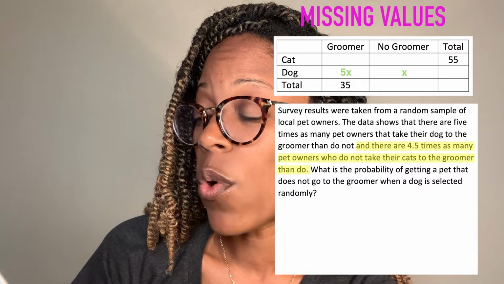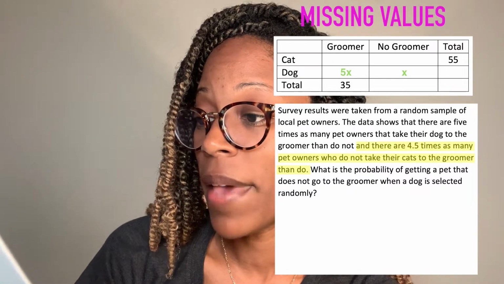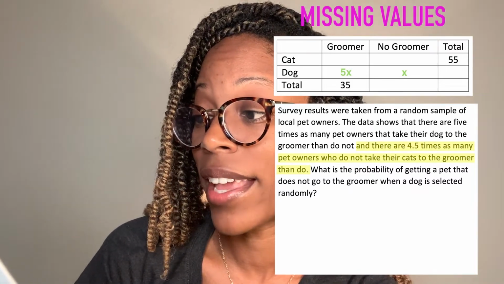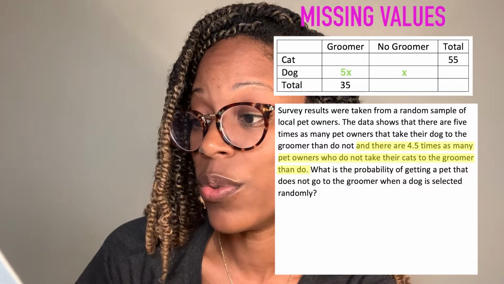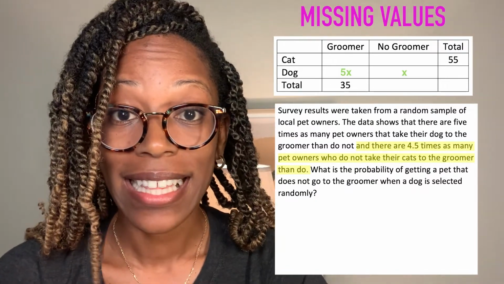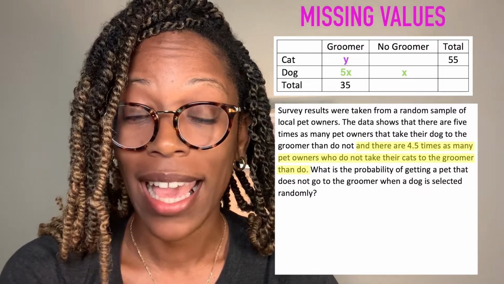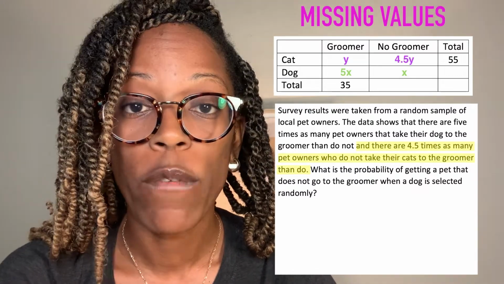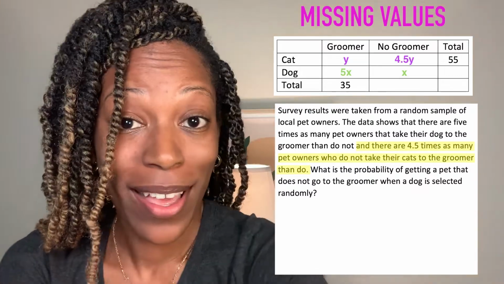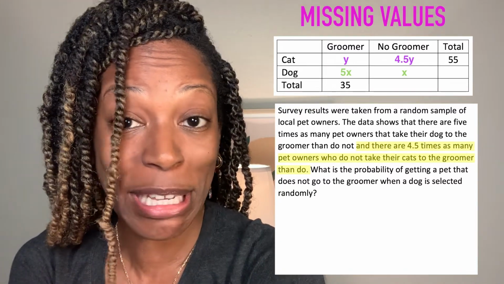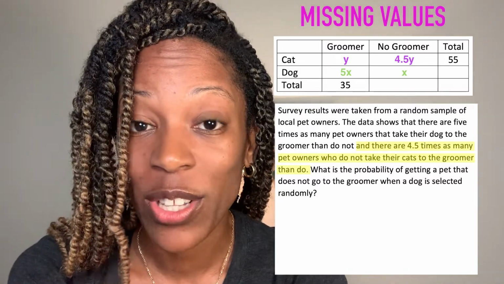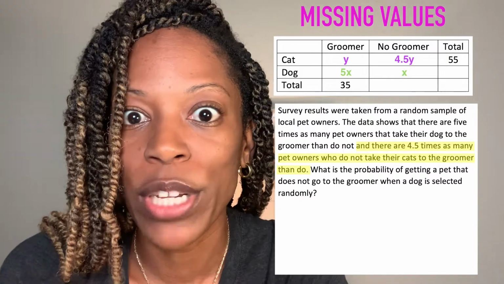And there are 4.5 times as many pet owners who do not take their cats to the groomer than do. Pause. Let's call cats that get groomed Y and cats that do not get groomed 4.5Y. Okay, our table's got some little numbers in them now. Let's make an equation so that we can solve for the variables that we just made.